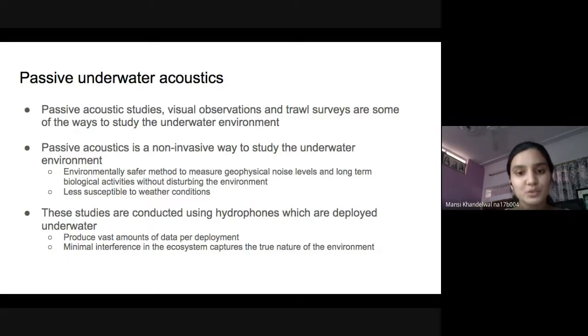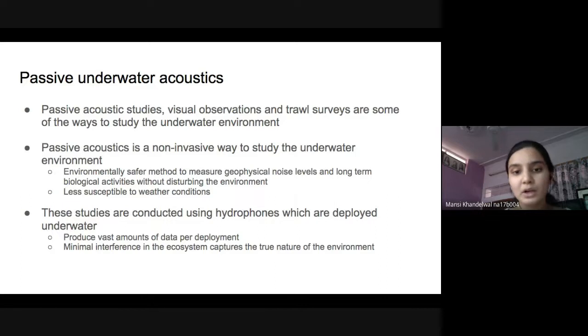So you can do visual surveys, where you look at the ocean and see how the ocean is behaving, or how the species near shallow waters are behaving. And there are other ways to survey the ocean, like trawl surveys, which use sonar technology to study the underwater.